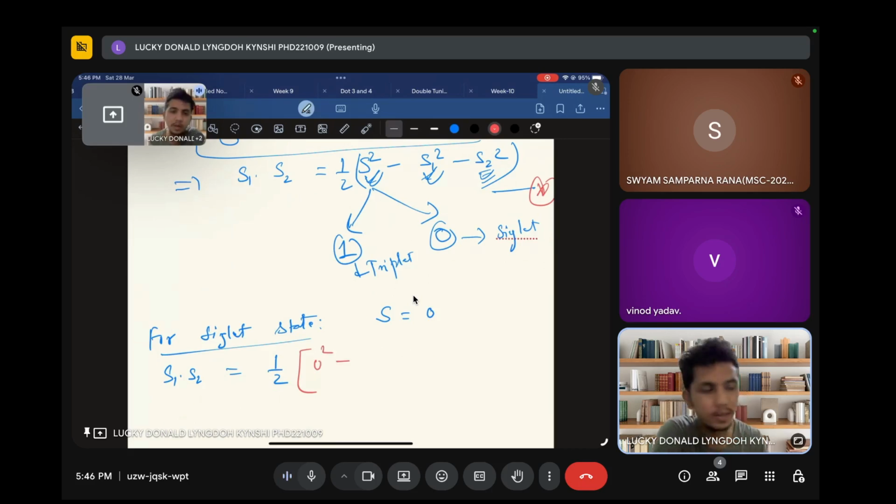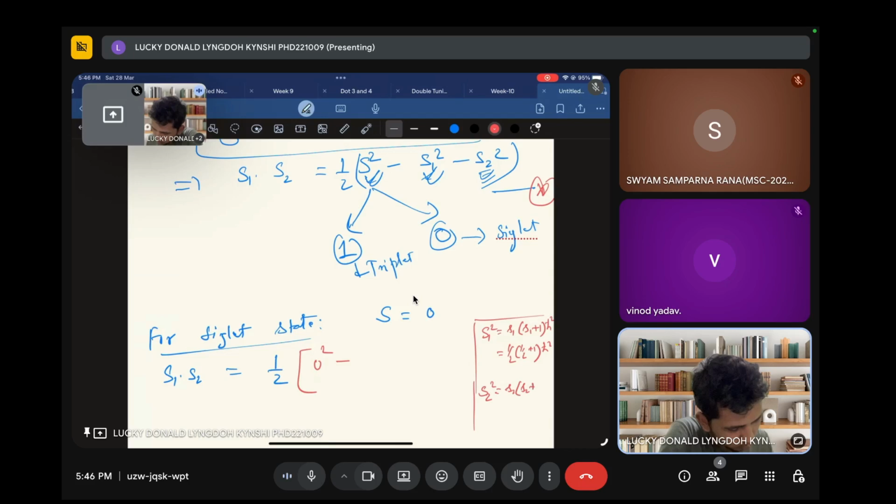What is S1? This is very, very important. What is S1? S1 square, if you go back to quantum mechanics, is equal to S1 plus 1 h cross square. Right, this is the eigenvalue in which S1 is equal to half, plus 1 h cross square. Similarly S2 also is S2 plus 1 h cross square. I think you already know that this is from your quantum mechanics.